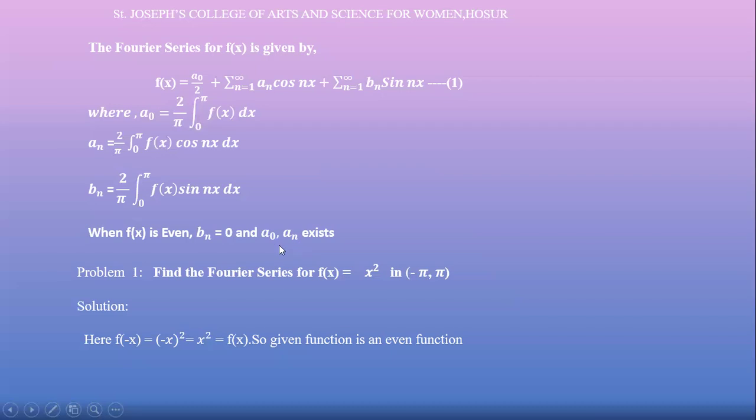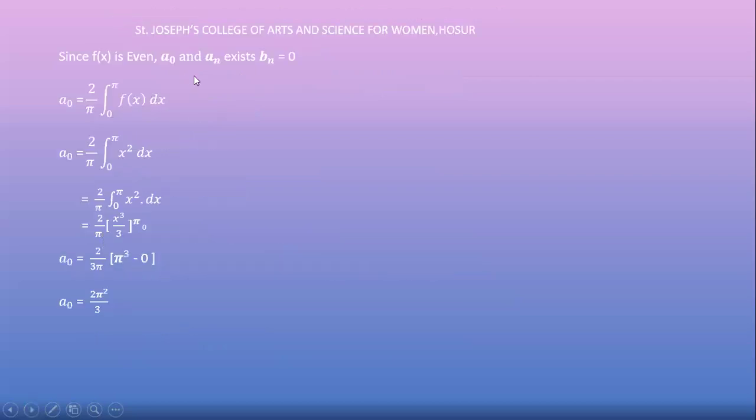For a naught and a n, we are going to use the formula a naught equals 2 by pi integral 0 to pi f of x dx. The given function is f of x equal to x square, so in place of f of x, substitute x square. So we will get a naught equals 2 by pi integral 0 to pi x square dx.